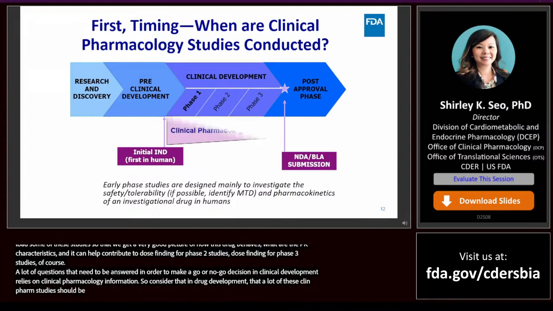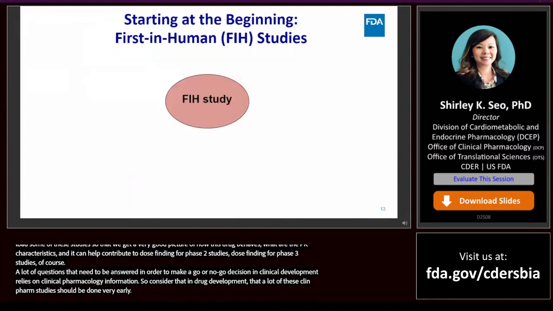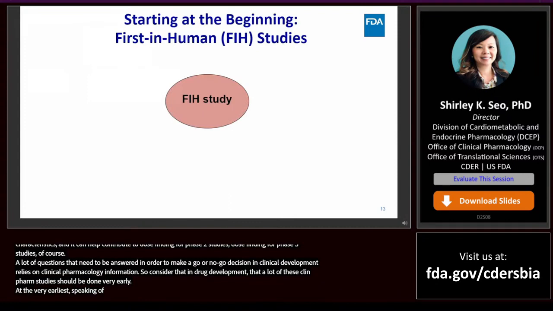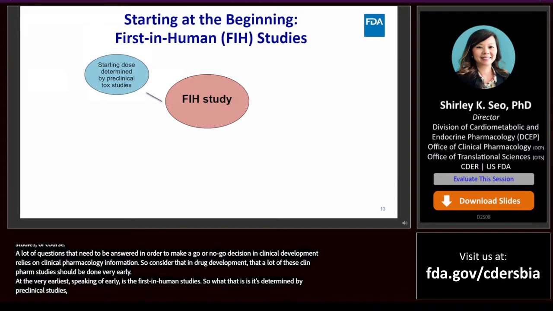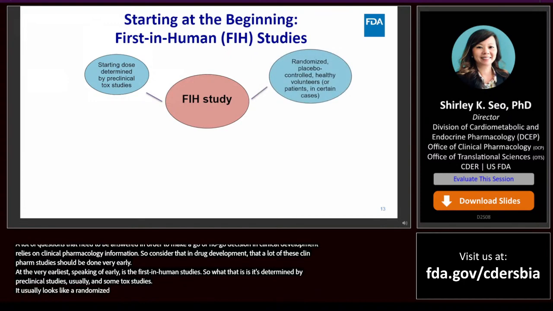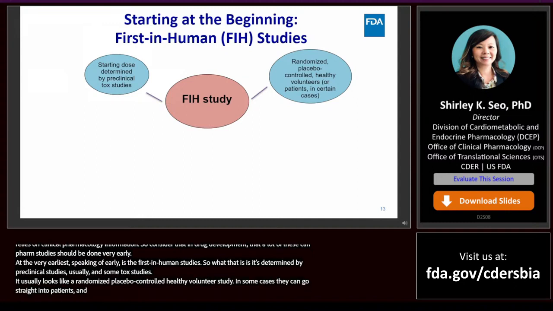At the very earliest, speaking of early, is the first in human studies. It's determined by preclinical studies usually and some tox studies. It usually looks like a randomized, placebo-controlled, healthy volunteer study. In some cases, they can go straight into patients, and those cases are fairly rare.